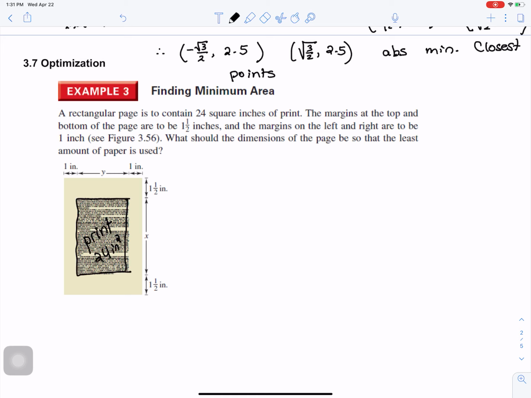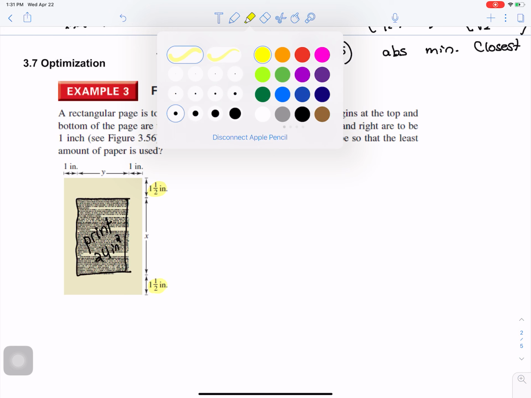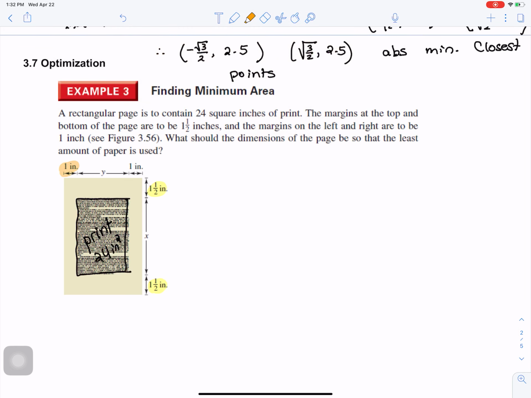The margins at the top and bottom to be used are 1.5 inches. You can see we've included that here for the top and bottom margins. And the left and right margins are to be 1 inch. So you can see I've incorporated that above my printed area. What should the dimensions of the page be so that the least amount of paper is used?